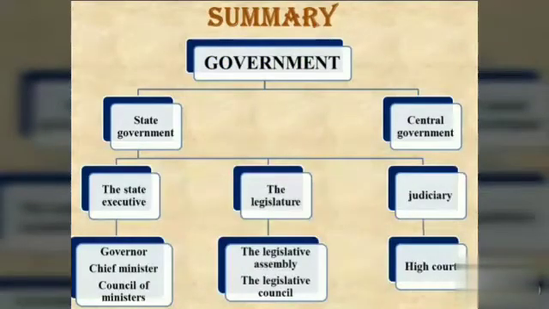Below the state government, we saw three branches. First one, the state executive. It includes the governor, the chief minister, the council of ministers, and also their powers and functions. Second one, the legislature. It includes the legislative assembly and the legislative council. Finally, the judiciary, which includes the high court and its functions.